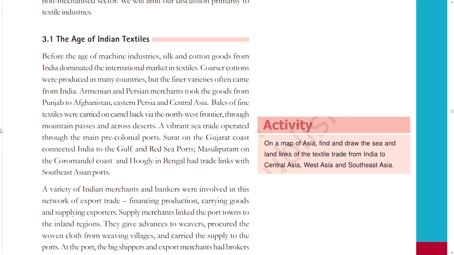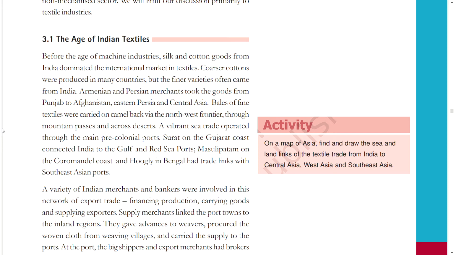The age of Indian textiles. Before the age of machine industries, silk and cotton goods from India dominated the international market in textiles. Coarse cottons were produced in many countries, but the finer varieties often came from India. Armenian and Persian merchants took their goods from Punjab to Afghanistan, Eastern Persia, and Central Asia. Bales of fine textiles were carried on camelback via the northwest frontier.